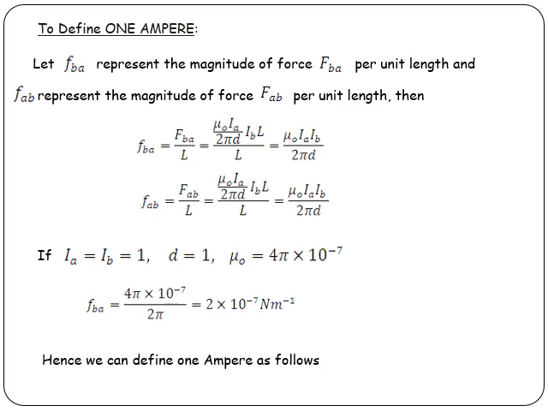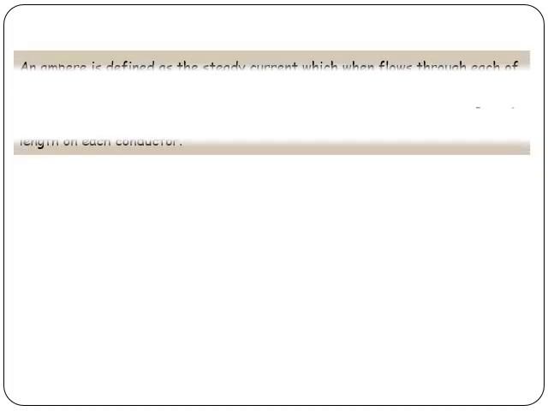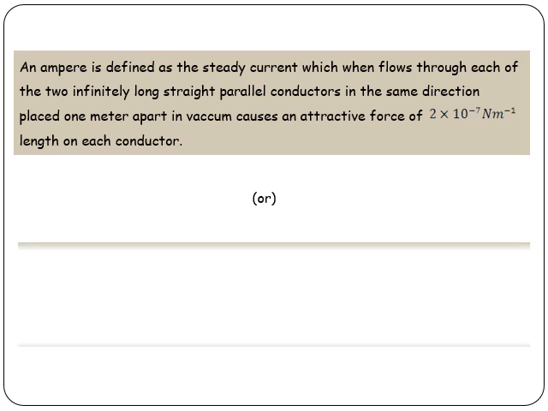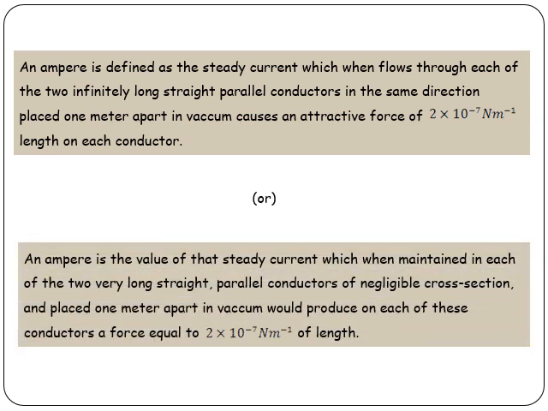Keeping this in mind, we define 1 ampere. An ampere is defined as the steady current which, when it flows through each of the two infinitely long straight parallel conductors in the same direction, placed 1 meter apart in vacuum, causes an attractive force of 2 into 10 power minus 7 Newton per meter length on each conductor. You can also define 1 ampere as follows.